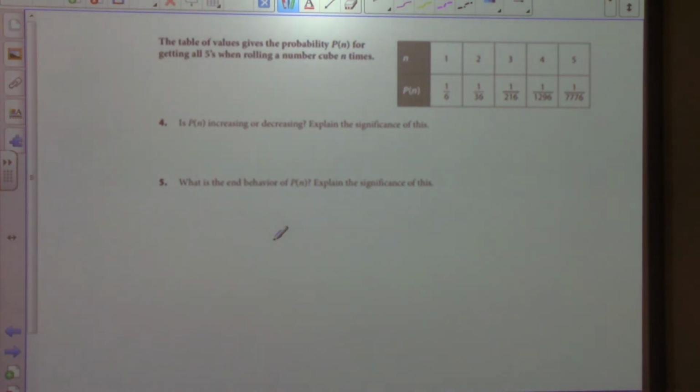Decreasing. Marcus says decreasing. Is P of n really decreasing? It looks like these numbers are getting bigger. I'm seeing 6, 36, 216. Why is it decreasing? Because of the fraction, right, in the denominator. So we'll say decreasing.